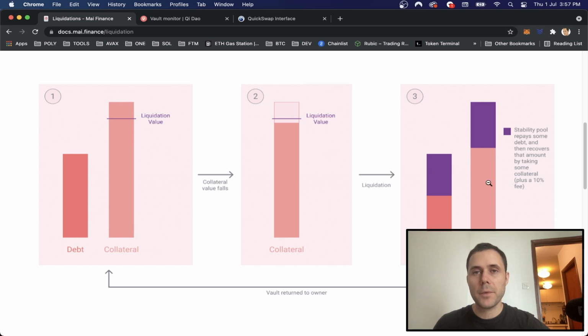So probably you're going to lose like 50% of your collateral, and then you will end up with a vault with a reduced debt and also a reduced collateral. So it's not going to take absolutely everything. This is a key principle, and why this exists is to keep the value of the stable coins minted on the platform.